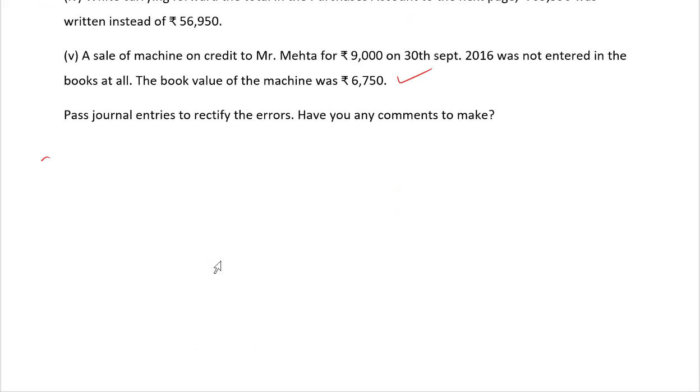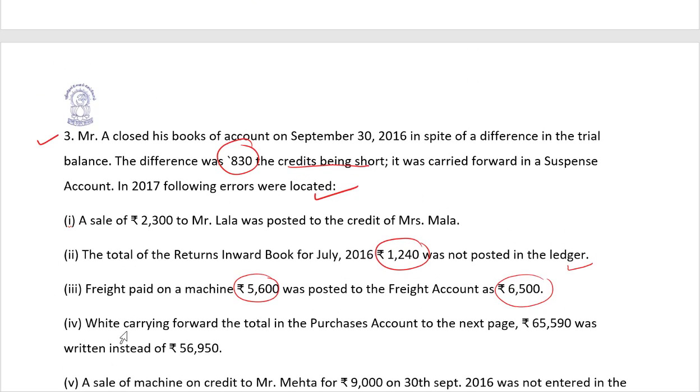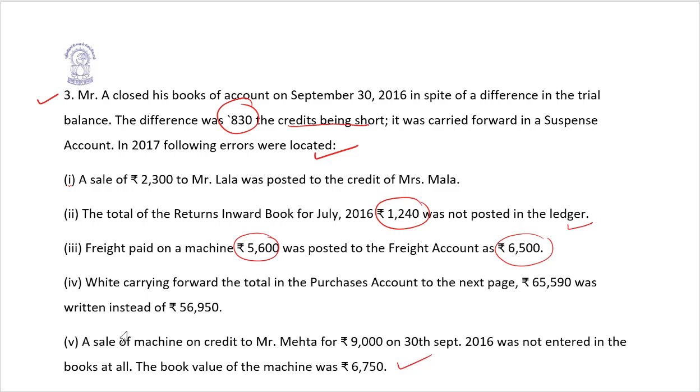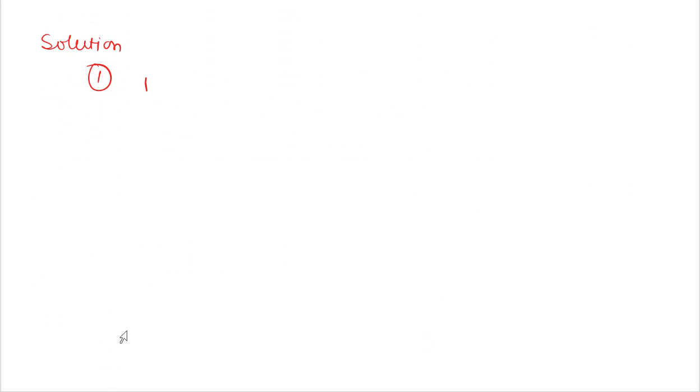Solution. We'll start from the first one. A sale of 2,300 to Mr. Lala. So we will debit Mr. Lala. The amount is 2,300.